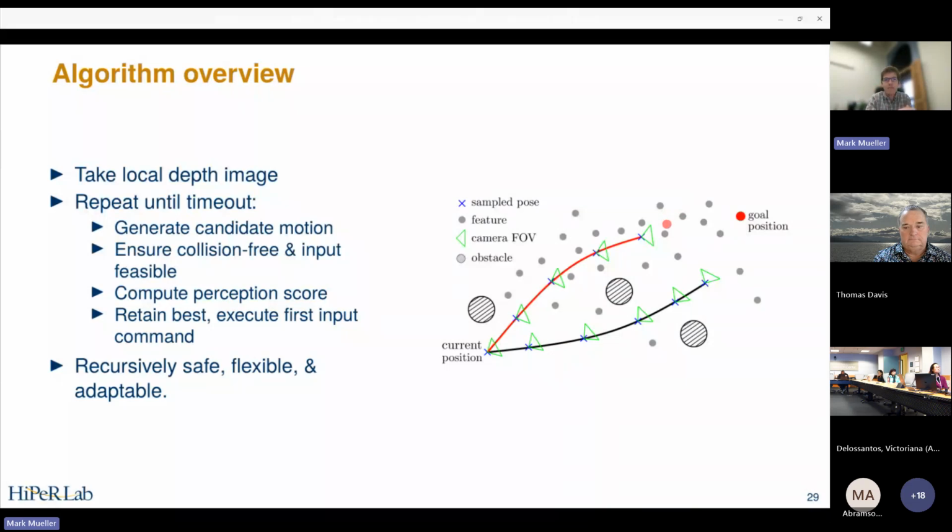And then we evaluate that polynomial for cost. We evaluate that polynomial for input feasibility and collision feasibility. And we compare on the order of 1,000. Most of them get thrown out because of collision or they have a higher cost or something. So we don't necessarily fully evaluate all of the 1,000 that we generate.